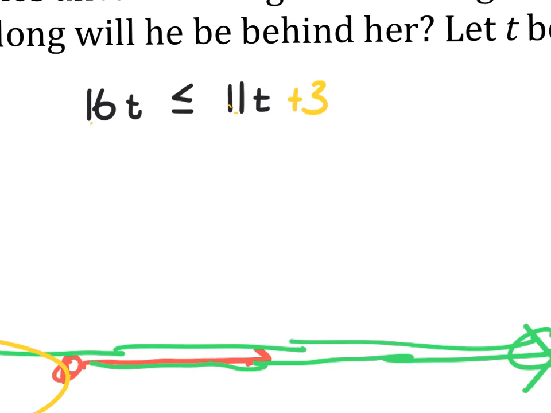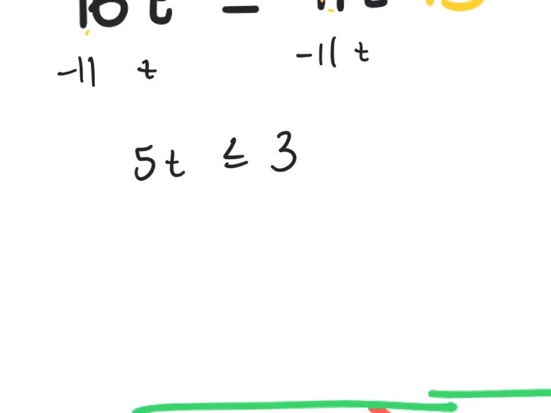So he's going to be trying to make up that distance with the difference between their speeds. If you subtract 11t from both sides, you get 5t over here. So 5t is less than or equal to 3. In other words, the difference in speed, 5 miles per hour, needs to make up 3 miles. How long will it take? All right, so let's go on. All we have to do is divide both sides by 5.